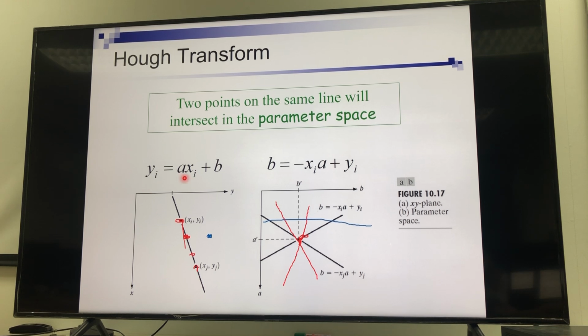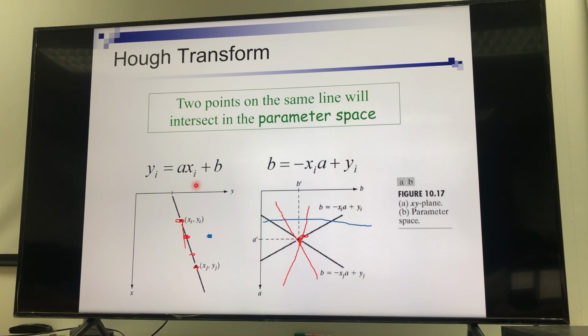It's the slope of the line. B is the y-intercept. The y-intercept is usually no problem, but the problem is with the A. What happens if A is vertical or almost vertical?